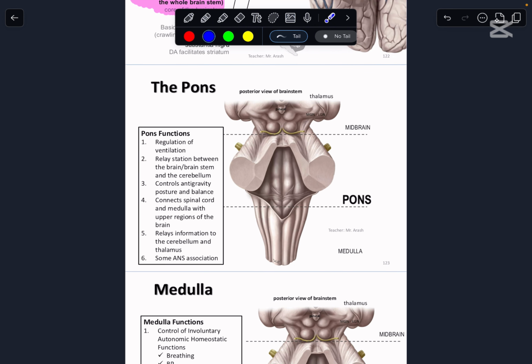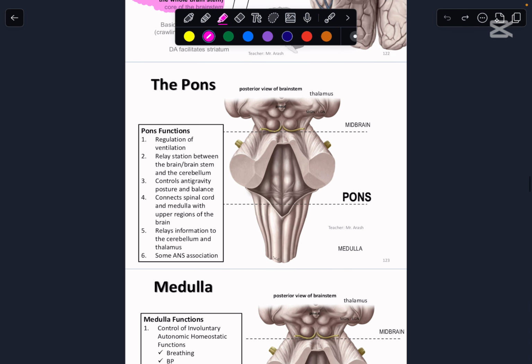For pons function, let's see. So the pons is more inferior to the midbrain. Now we're talking about this whole area of the brainstem. It has to do with regulation of ventilation, and it is a relay station between parts of the brain. It controls anti-gravity posture and balance. Again, posture and balance are involved. From the spinal cord to the medulla and to the upper regions, it is a connection area, relaying information.